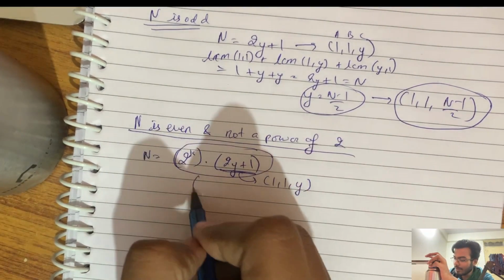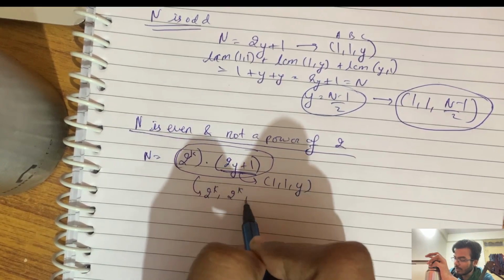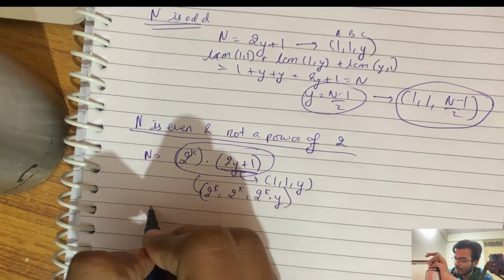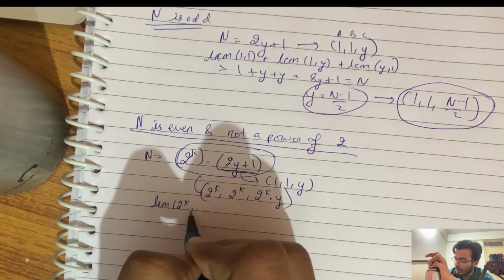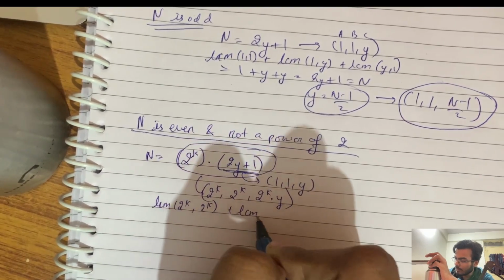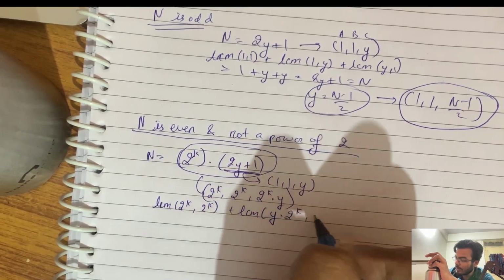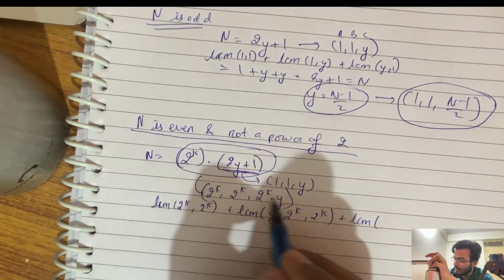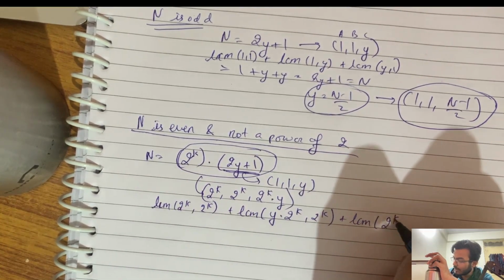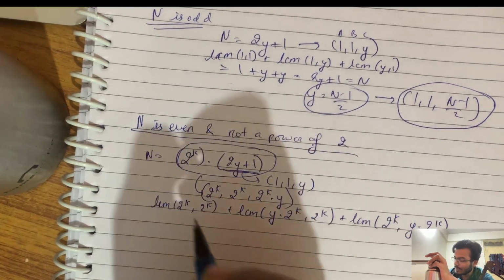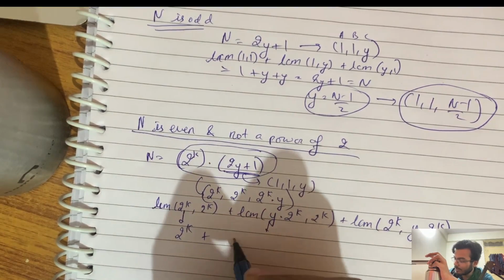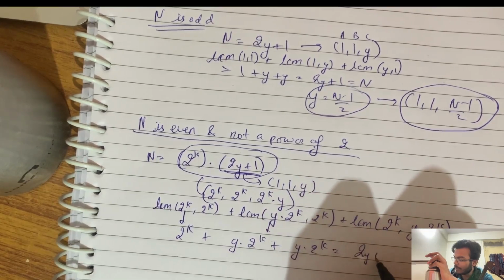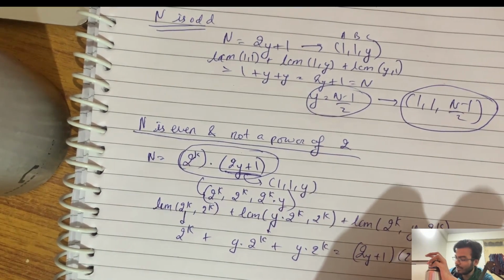For this whole thing, it will be 2^k, 2^k, 2^k times y, right? You can try taking the LCM of 2^k, 2^k plus the LCM of y into 2^k, 2^k plus the LCM of 2^k, y into 2^k. So this will give me 2^k plus y into 2^k plus y into 2^k, which is equal to (2y plus 1) into 2^k, which is again n, right?